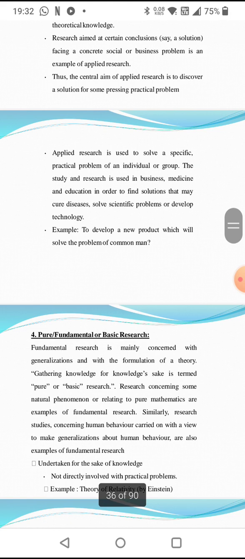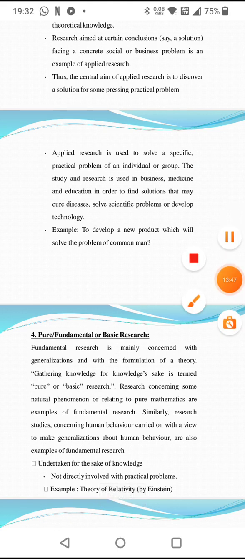So, applied research is used to solve a specific practical problem of an individual or of a group. The study and research is used in business, medicine, and education in order to find solutions that may cure diseases, solve scientific problems, or develop technologies, or to develop a new product which will solve the problem of the common man exactly. Next is the pure or fundamental or basic research. Fundamental research is mainly concerned with generalizations and with the formulation of a theory.